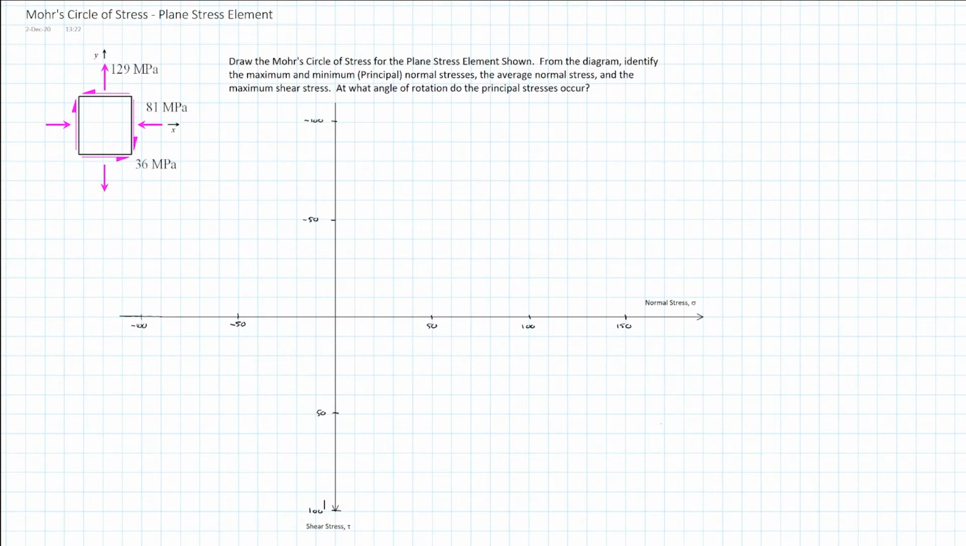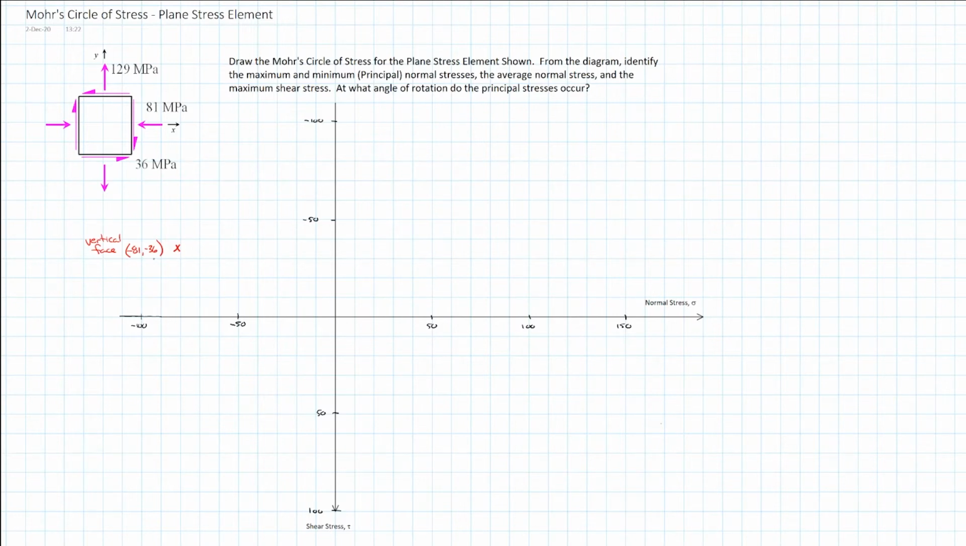So the first point that we have to plot is the vertical face. And so it's at negative 81 normal stress and negative 36 for shear stress. So we're just going to find that point here, and that should be our vertical face, and I'll identify the coordinates. So it's negative 81, negative 36. Note that the shear stress is positive down for the creation of the Mohr circle.